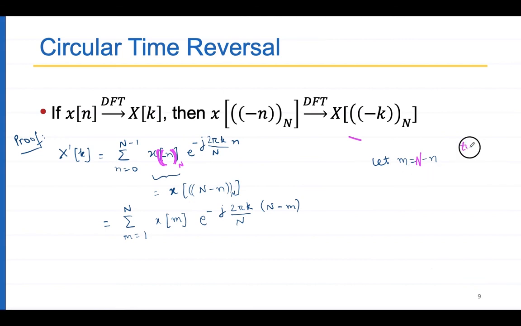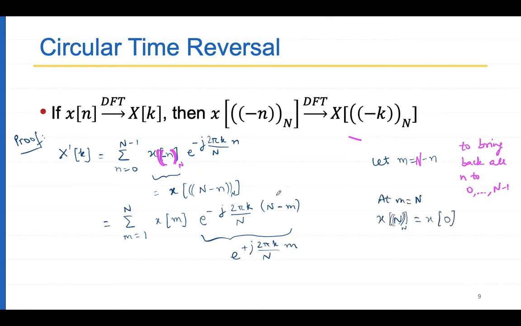So right, this is what I have done. Now with the new m, the new m lies within the range which I want, x of m, and whatever is in the numerator, so this term will go away because e to the power of this thing will be simply 1, right?